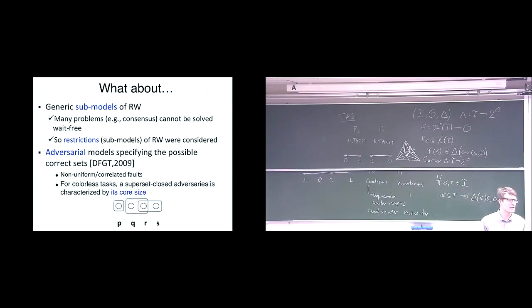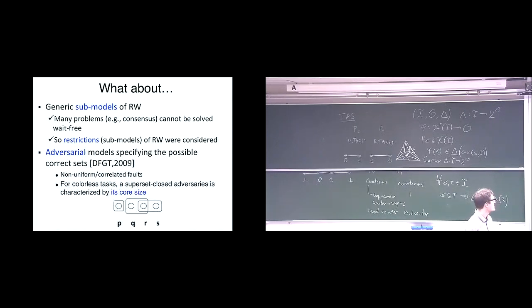We don't really understand the power of the model, how to measure it. There are some ways to do this along the lines of the asynchronous computability theorem. And some results are obtained, and some of them are pretty promising. Okay, so we need to consider restrictions, submodels of the read-write model. And here, as a language to describe these restrictions, we choose the language of adversaries.